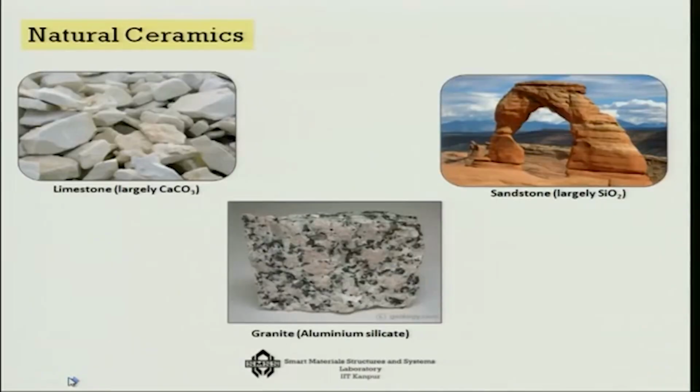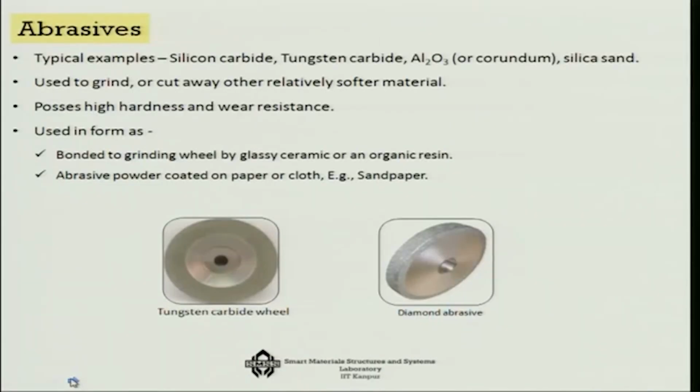Now, let us go to the different types of ceramics. First of all are the natural ceramics, for example limestone, which is mostly calcium carbonate, sandstone, which is largely silicon dioxide, or granite, which is like aluminum silicate. So there is a very good reserve of ceramic materials in the form of rocks and stones. Next are abrasives. Typical examples are silicon carbide, tungsten carbide, alumina, also known as corundum, and silica sand.